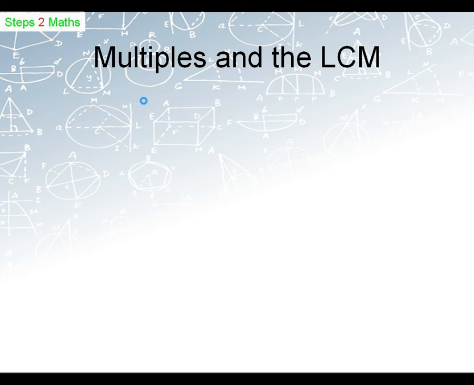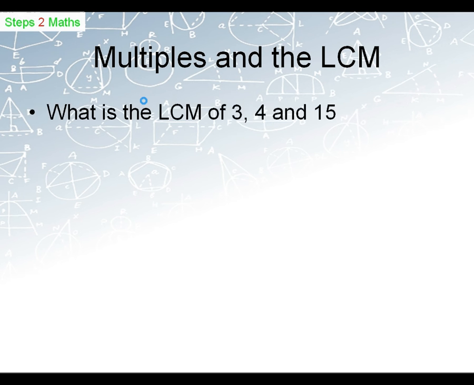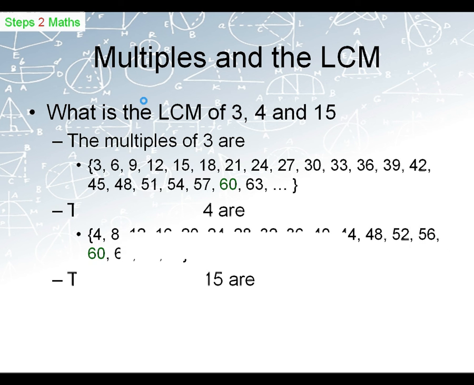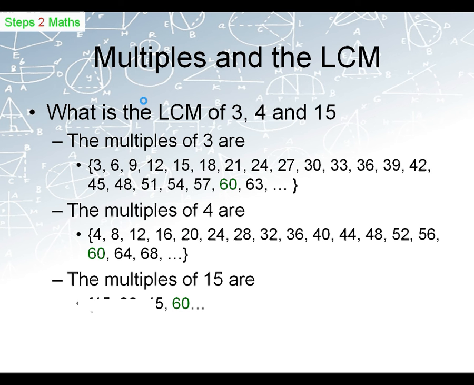What about multiples and the lowest common multiple? Well, using the same strategy as we did for factors, we could write out all the multiples of 3, all the multiples of 4, and all the multiples of 15. So as you can see, the difference here is that multiples are an infinite set, so it just keeps going and going and going. There's not a fixed number of them. So I'm trying to find the lowest common multiple of 3, 4 and 15. So I could write out many multiples of 3, many multiples of 4 and many multiples of 15 before I find one which is common to all three lists.